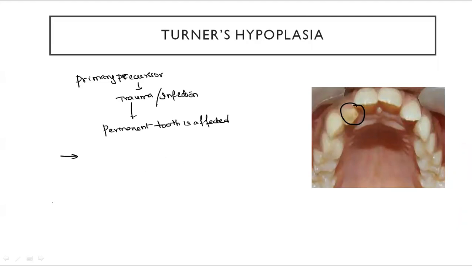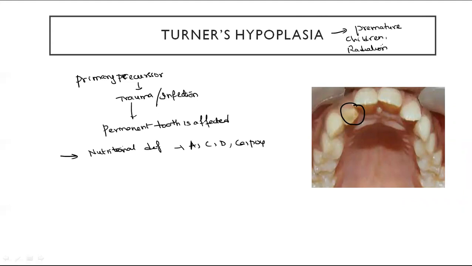In the first year of life, you can see fever, fluorosis, and nutritional deficiency also can be seen. So nutritional deficiency, A, C, D, calcium and phosphorus deficiency can cause it. And also you can notice terminal hypoplasia in premature children or excessive radiation in children. Okay, and this is related to enamel hypoplasia.